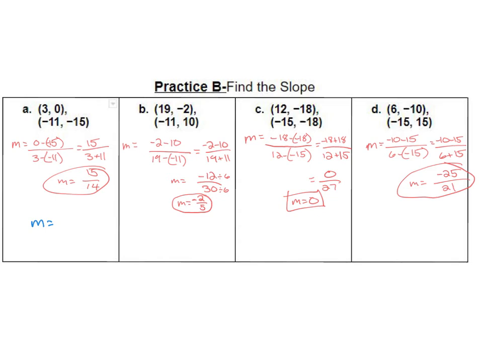Now, the only thing is, if you chose to do these problems in the reverse order, so like if I did 0 minus 15, if you chose to do the negative 15 minus 0 and then the negative 11 minus 3, something like that will end up with a negative 15 over negative 14. But we don't like that double negative, so make sure that would eventually come back to the same answers you had.